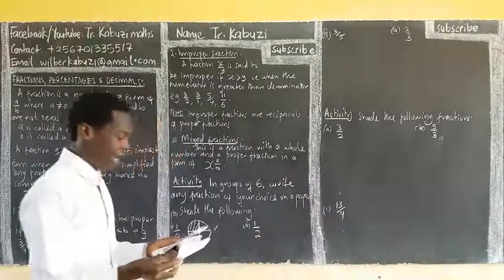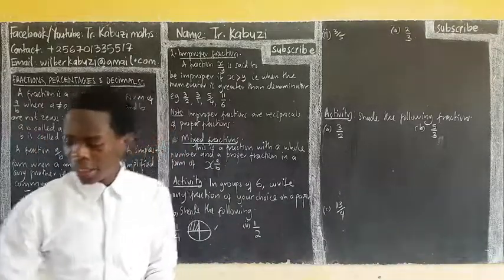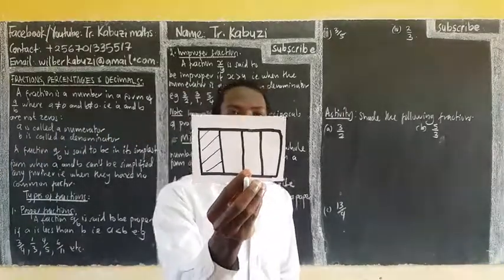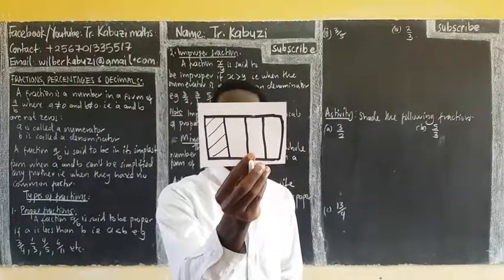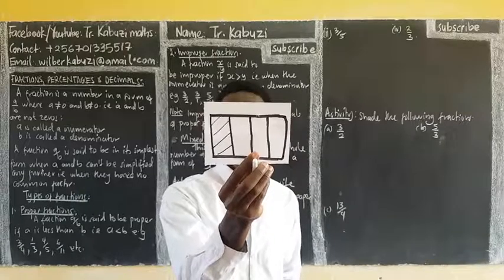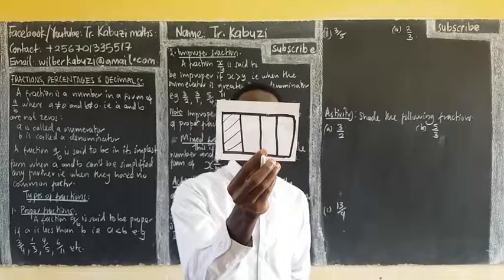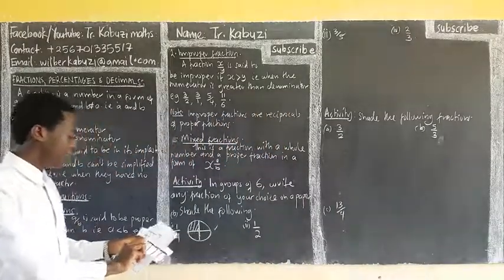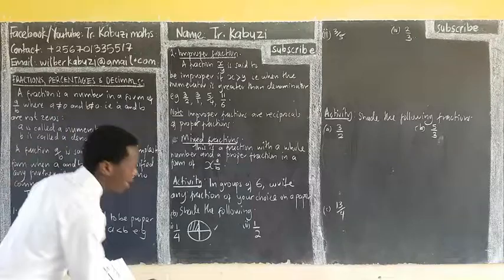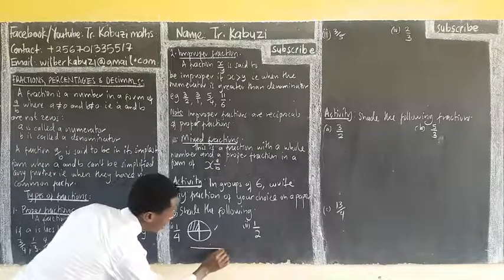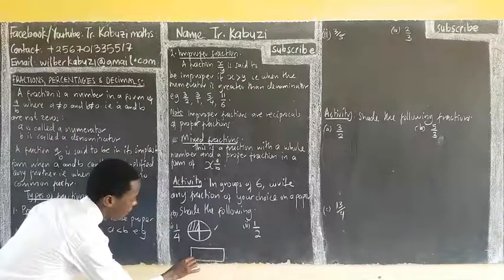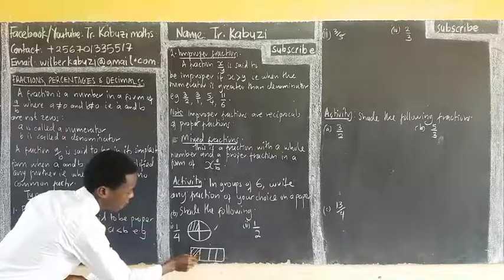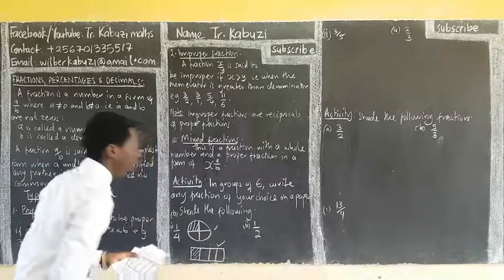But I'm also seeing another group did it in this way. I think we can also agree on that. They divided a rectangle into 4 equal parts, and then they shaded 1 part. So also this one is very okay. As long as these parts are equal, this is also very okay.